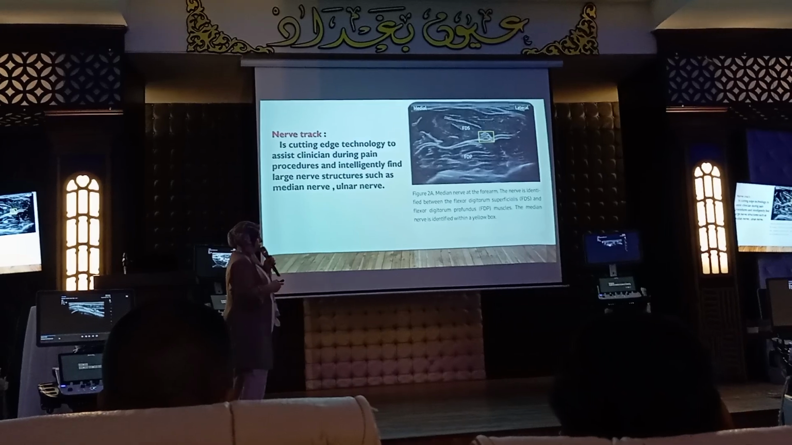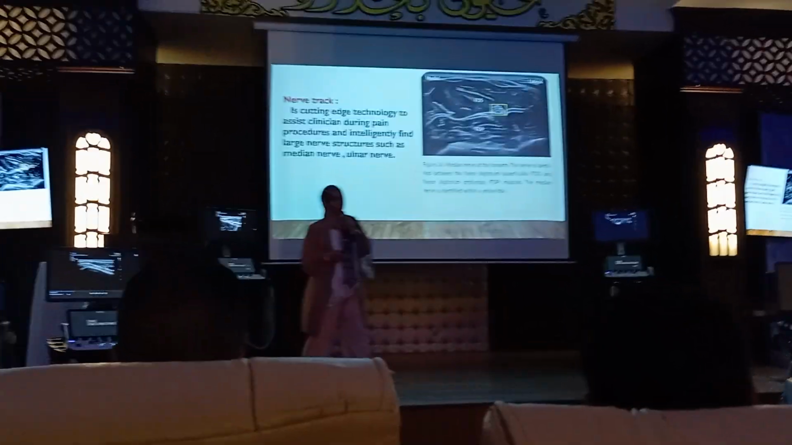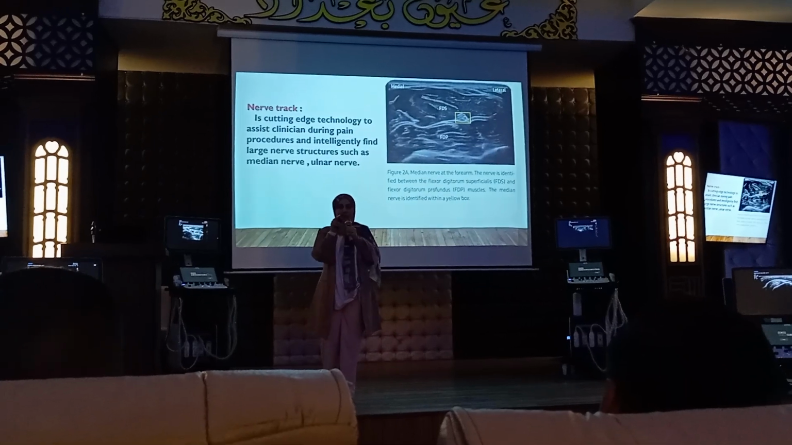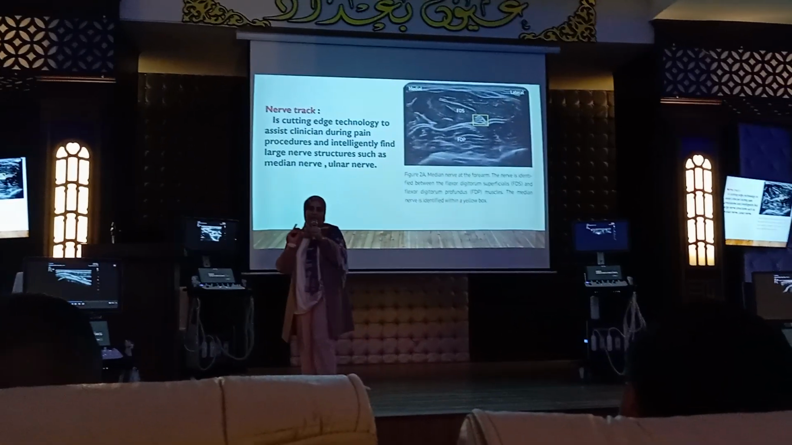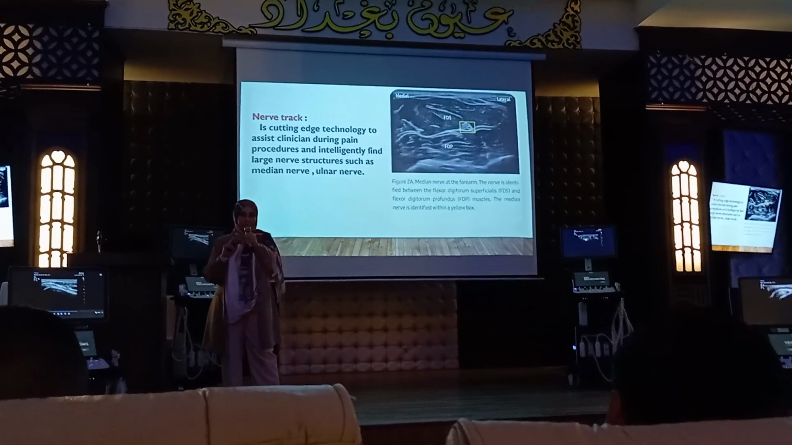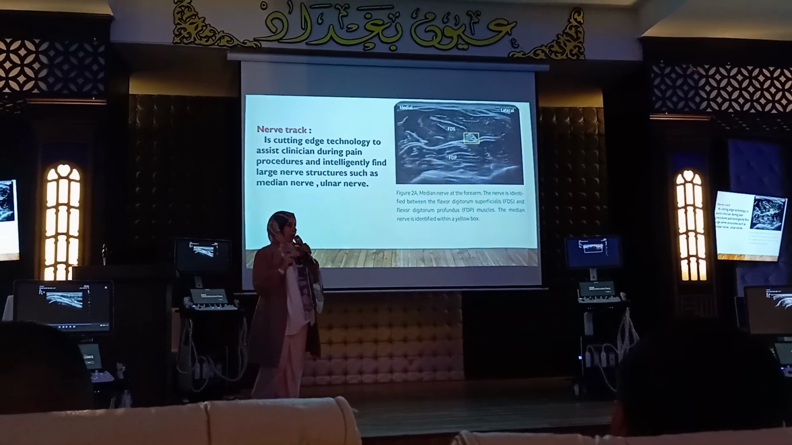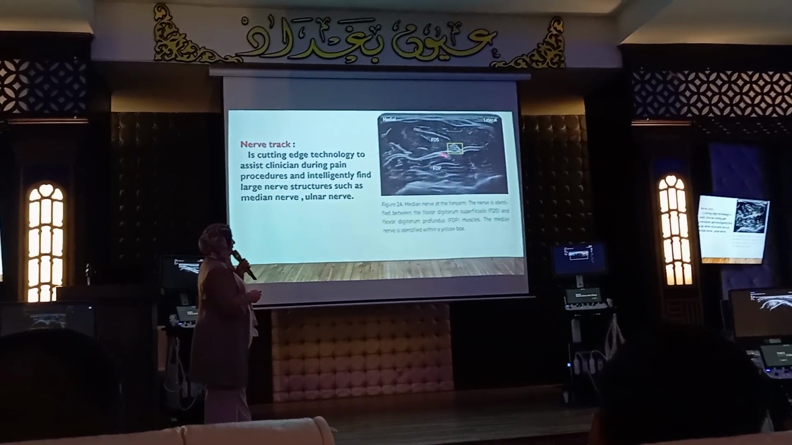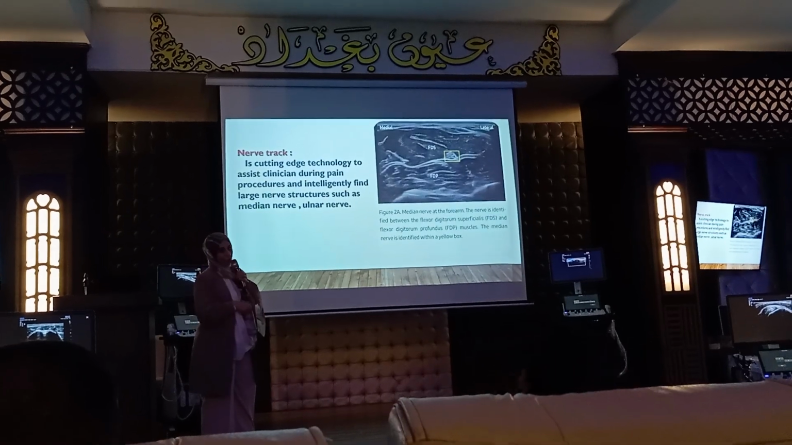But now there is a technology to identify the nerve by putting a rectangle in the equipment, a rectangle which is yellow in color, around the nerve. Large nerve, not a small nerve, for example median nerve or ulnar nerve. This is the median nerve, which appears in the picture. This is called nerve track technology.